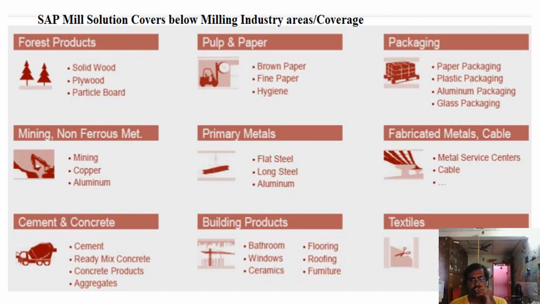And then the textile industry, where we have yarns, fibers, and fabric. And then carpets and rugs are covered below the textile industry within the scope of SAP mill product solutions. So this is quite interesting, and we can see a lot of benefits within that.